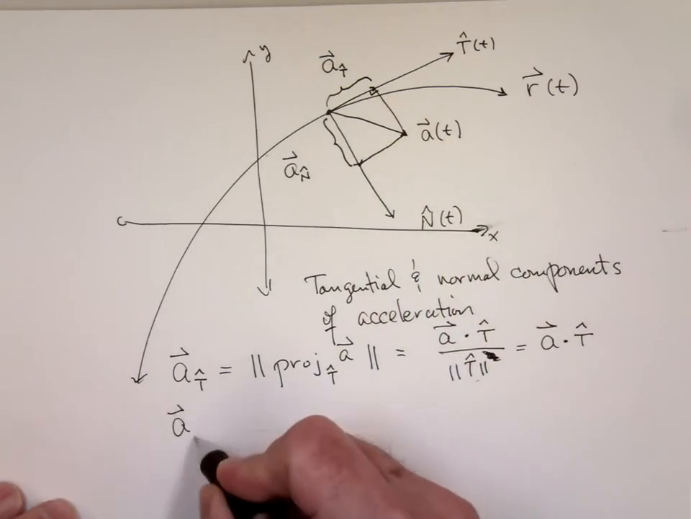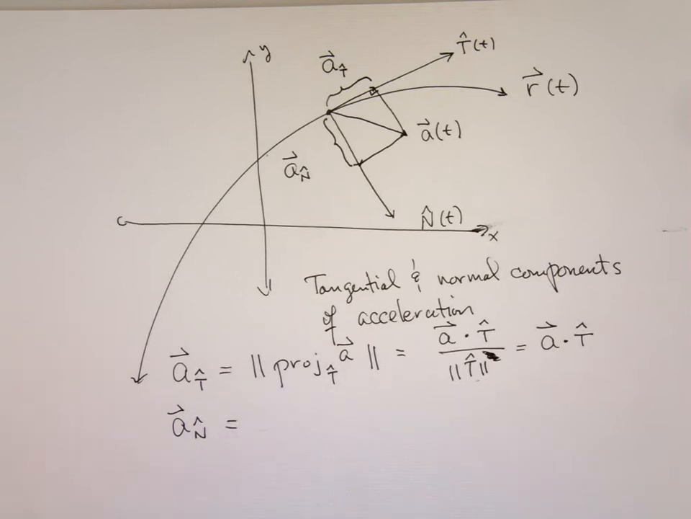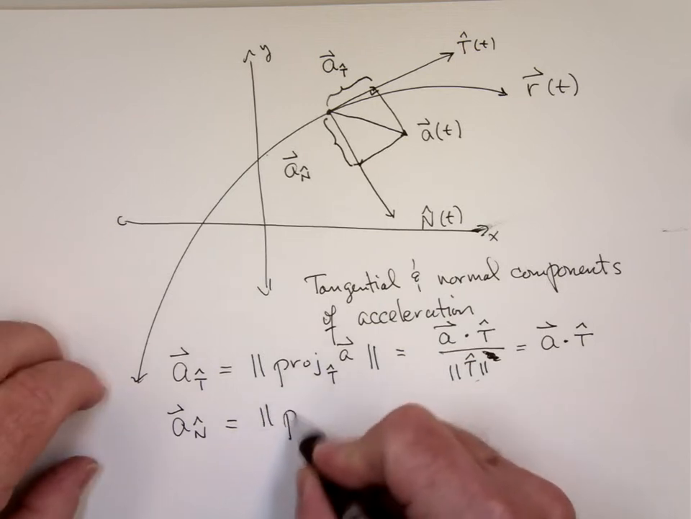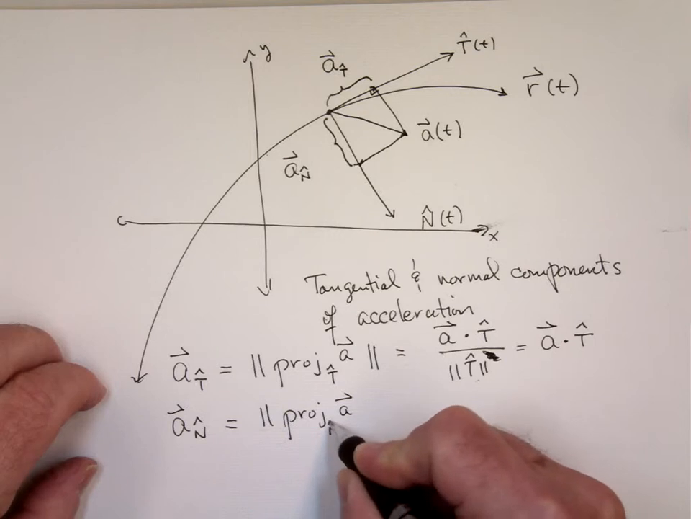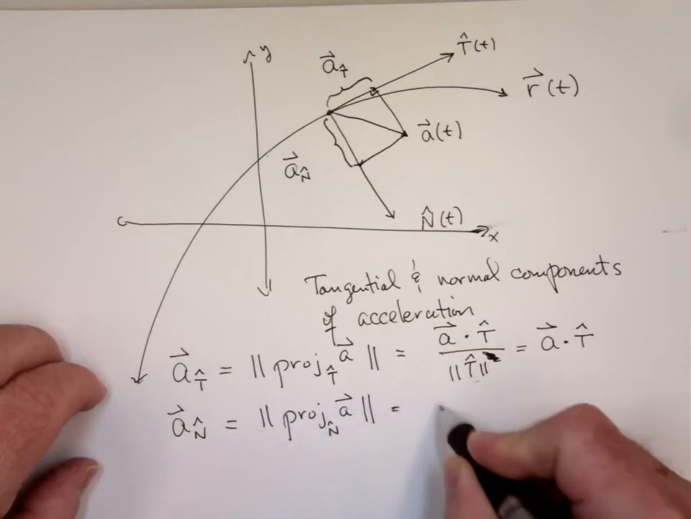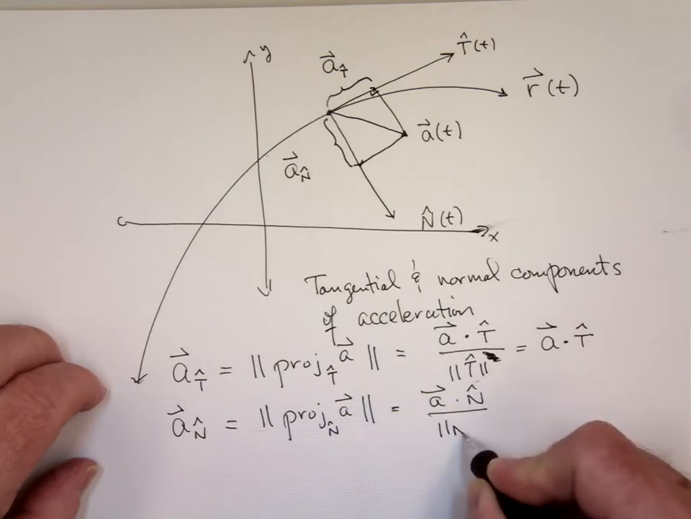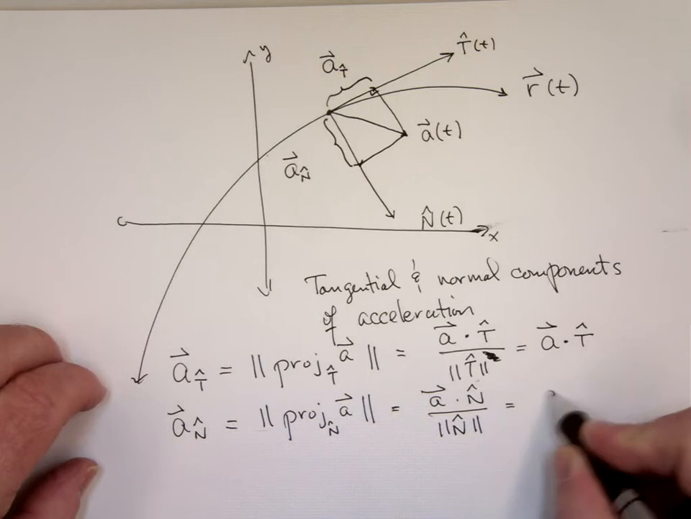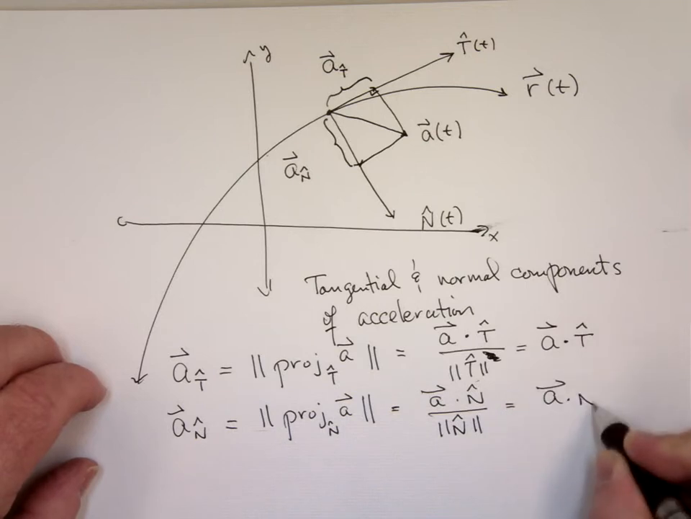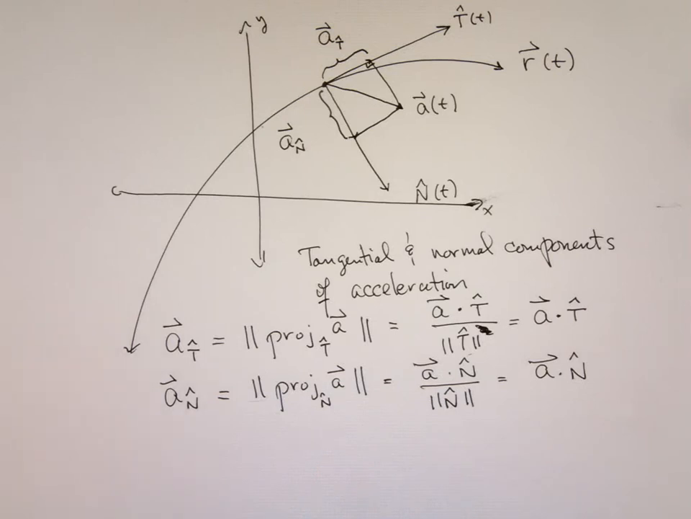Let's do the projection of A on N. This is the normal component of acceleration. It's the magnitude of the projection of A on N. It's A dot N over the magnitude of N. The magnitude of N is 1. We get A dot N. Okay, you with me?